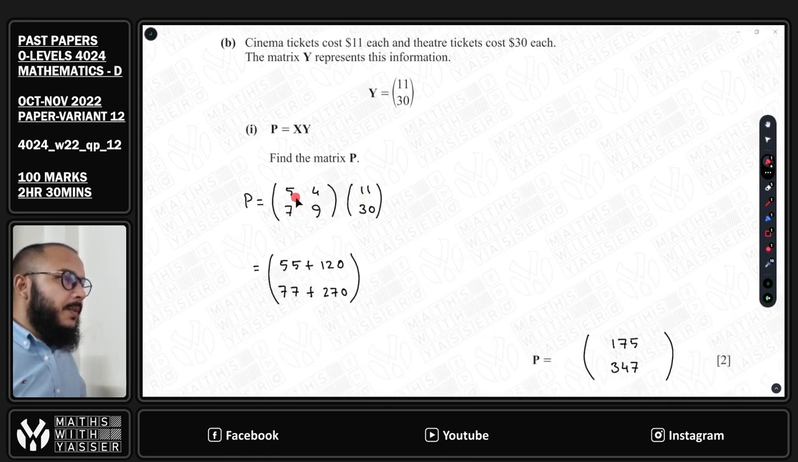So to find the value of P, this should be 5 times 11, which is 55, plus 4 times 30, which is 120. Then 7 times 11, which is 77, plus 9 times 30, which is 270. So if I add them, this will become 175 and this one will become 347.